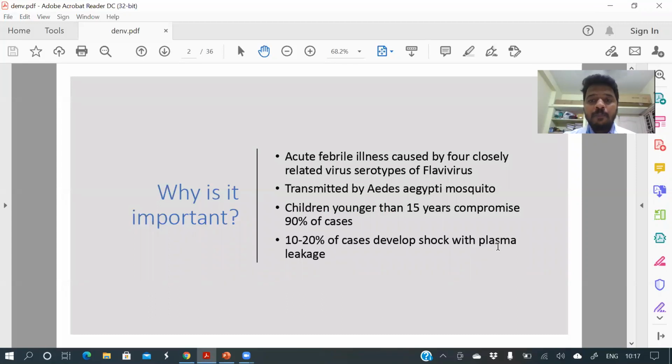Why it is very important from the pediatrics aspect is because children younger than 15 years comprise 90% of the cases in dengue, and 10 to 20% of cases of dengue fever develop shock with plasma leakage. That shock with plasma leakage adds to the morbidity, and it's one of the causes of mortality. So it is very important to diagnose this shock with plasma leakage and then treat these people with fluids so that they won't worsen further.